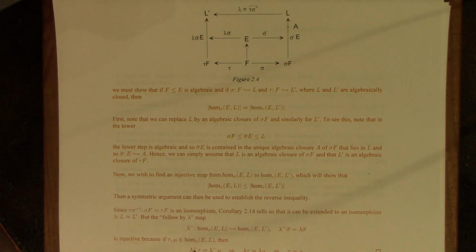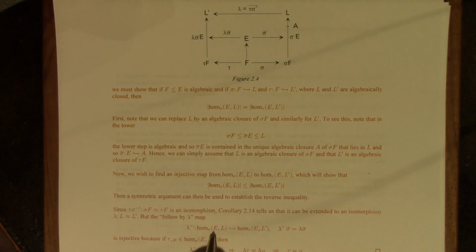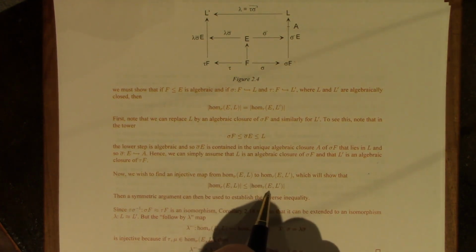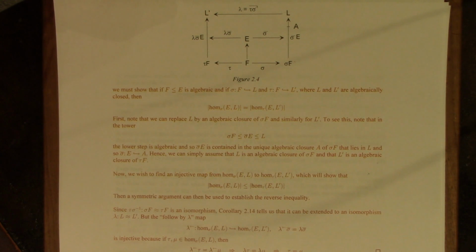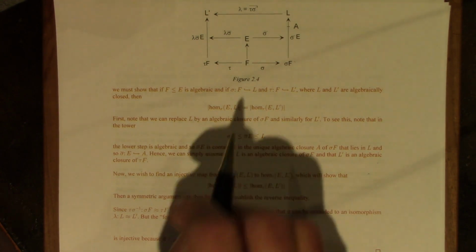because lambda is an isomorphism. So if we apply lambda back arrow to tau and mu in the domain, if those are equal, that means lambda tau equals lambda mu, which means tau equals mu. Just apply lambda inverse. So I have an injection from here to here, which means this cardinality is less than or equal to this cardinality. Reverse the roles of tau and sigma and get the reverse inequality, and therefore we have this equality.